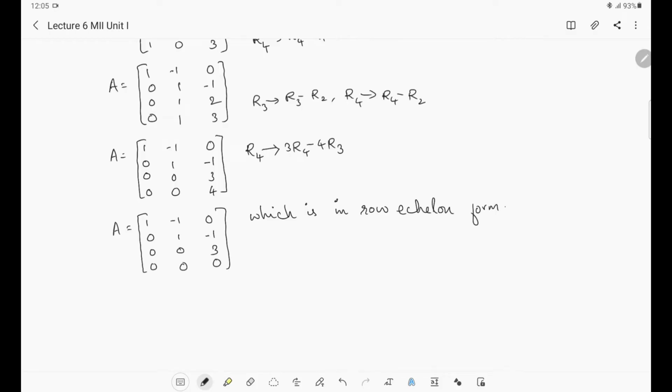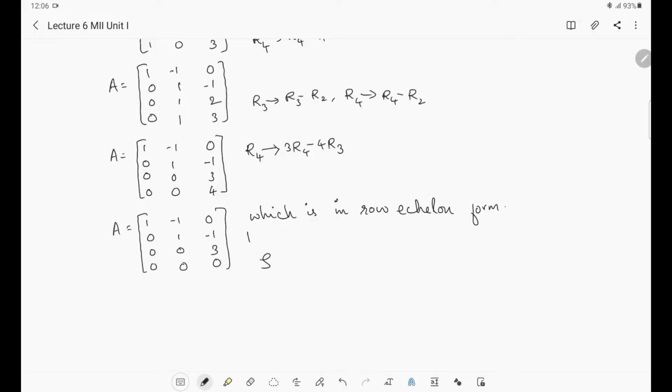Which is in row echelon form. Why is it in row echelon form? Zero rows are at the bottom, right? And when you move from top to bottom, the number of zeros is increasing. Here 0 zeros are there, here 1 zero is there, here 2 zeros are there, and in the last row 3 zeros are there. So the number of zeros is increasing. So this matrix is in row echelon form.